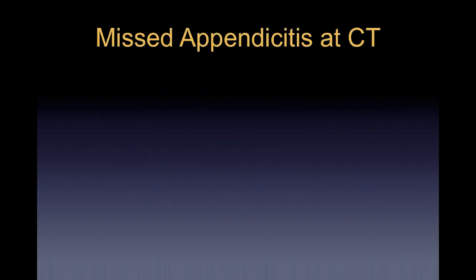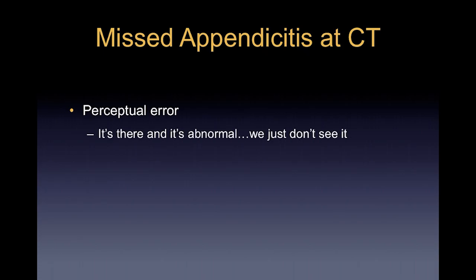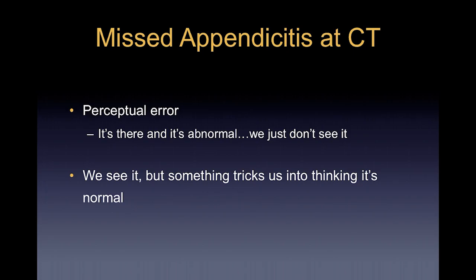So first, let's talk about missed appendicitis at CT. There's two real scenarios here. One is just we blow it. It's perceptual error. It's there and it's abnormal and we just don't see it for some reason. But I think people also are concerned sometimes that there will be cases where we see the appendix, but sort of assess it as being normal. Something sort of soothes us or tricks us into thinking it's normal when actually it represents an appendicitis.